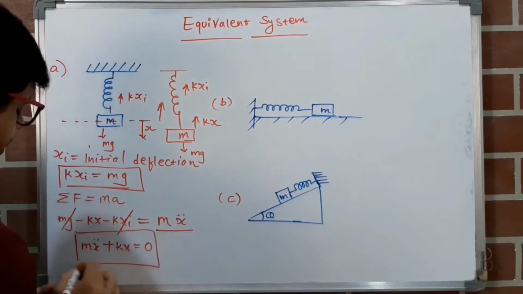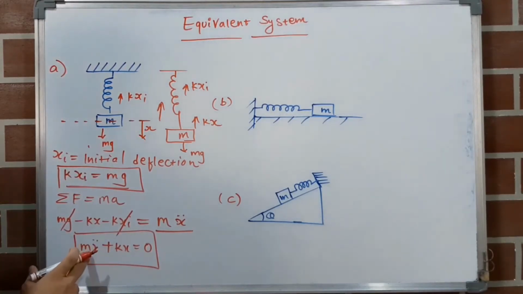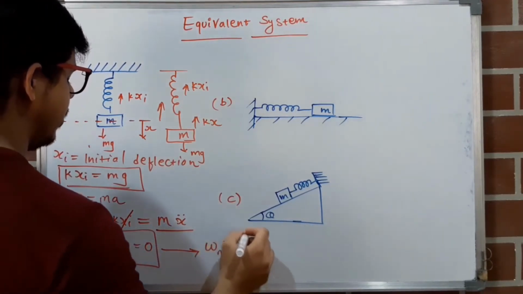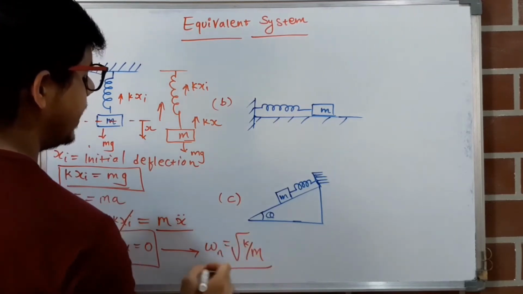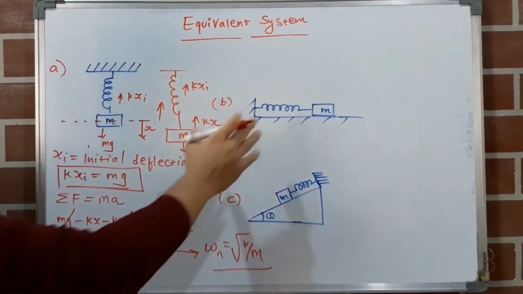This is the fundamental equation of a vibrating system which has natural vibrations: mx double dot plus kx equals 0. We got the solution for this, omega n equals under root of k by m. So the natural angular frequency of this system is under root of k by m. Now we will see these two.